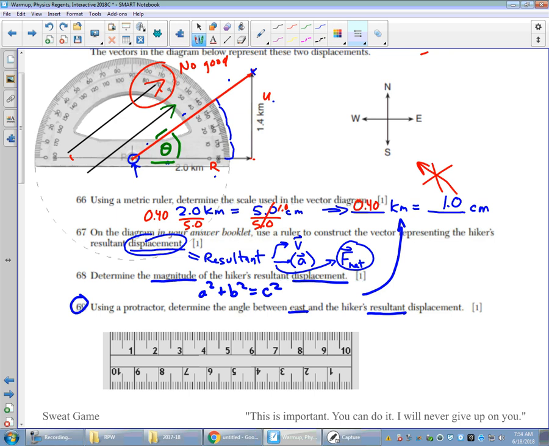The reason I warn you on this one, in addition to measuring it, is recently they've been asking this question more along the lines of determine the angle between north and the hiker's resultant displacement, which is not the angle you would expect. But if you just look up here, it's actually not a difficult problem. This vertical vector over here is north, and so the angle between north and the resultant would just be this angle. It's not a hard angle to measure. You just have to realize it's what they're asking. Okay.